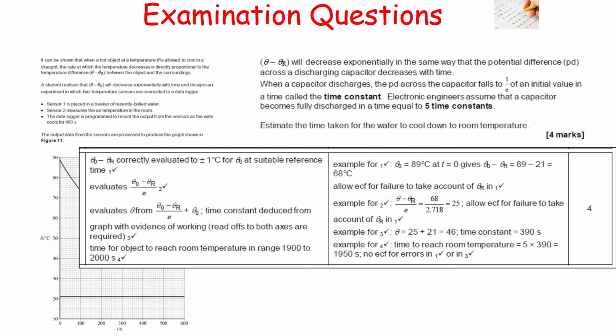So you read through the graph, and you see that to go to that particular value, it is about 390 seconds. That tells us what our time constant is, so we've worked out our time constant to be 390 seconds. Now it says in the question that the time for it to fully cool down is equal to 5 time constants, because that's the time it takes to be fully discharged. So we multiply our answer by 5, and we get an answer of about 1950 seconds.